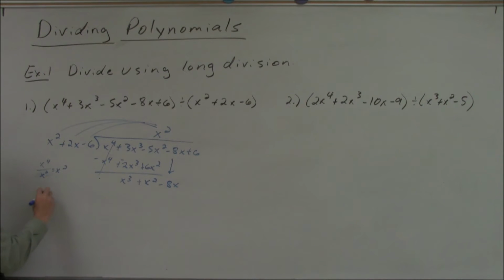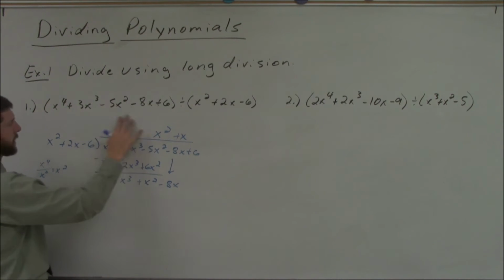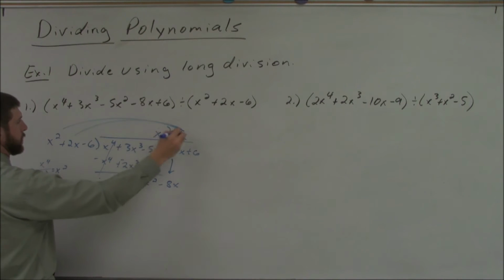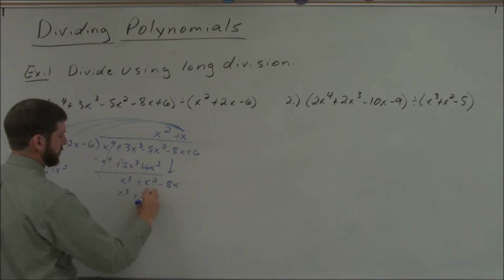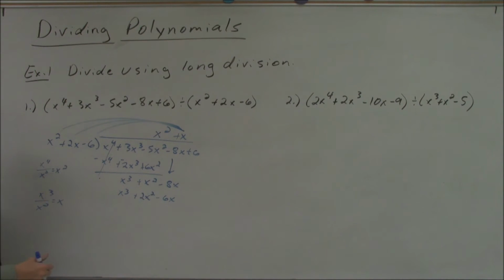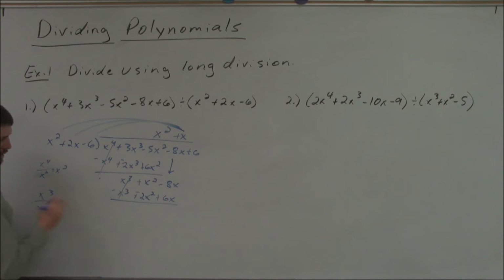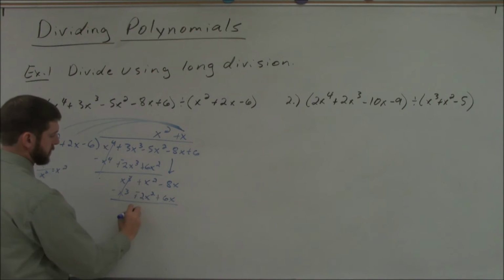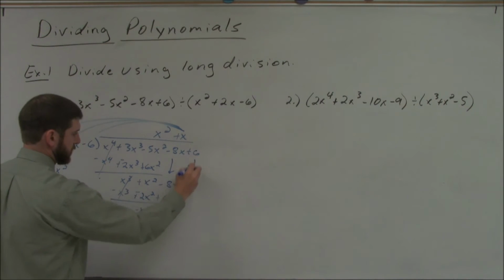First divided by first. X cubed over x squared equals x. I'm then going to distribute that. X times x squared is x cubed. X times 2x is 2x squared. X times negative 6 is negative 6x. Now we're going to subtract, so draw your line, change your signs. X cubed and negative x cubed cancel. X squared minus 2x squared is negative x squared. Negative 8x and 6x is negative 2x.